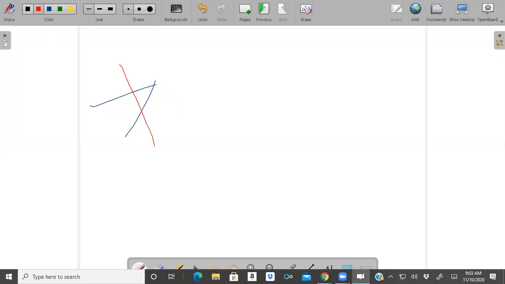If I drew a red line in like this, notice how that red line is crossing 2 different lines. I could also have a bunch of different lines, and I could still have a transversal that crosses all of those lines. So the line that crosses multiple lines is called the transversal.